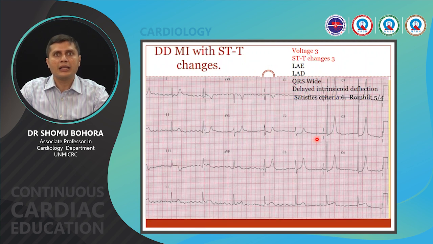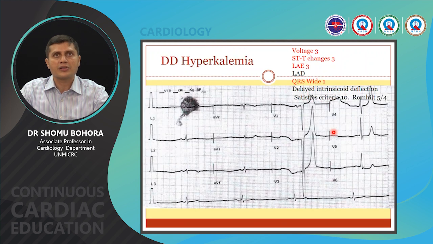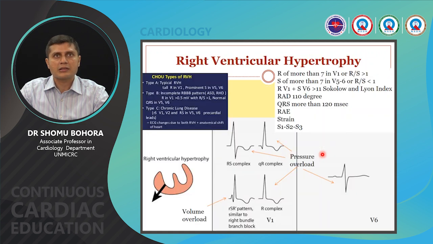Also MI, initially in the acute MI stage, there can be an increased voltage and the STT changes can be significant there, and that is one of the differentials you should keep. Hyperkalemia can have an increased T wave, a peaked T wave, which can also be a differential.